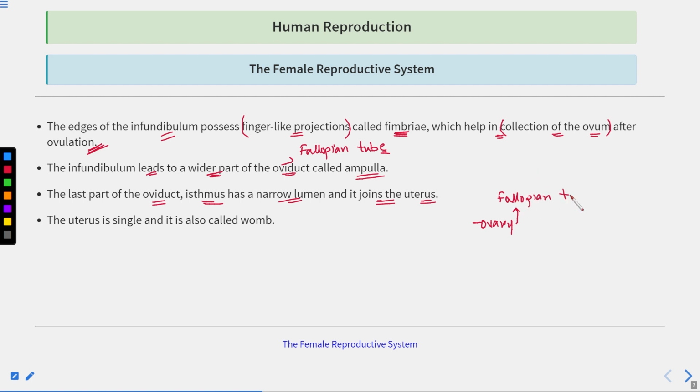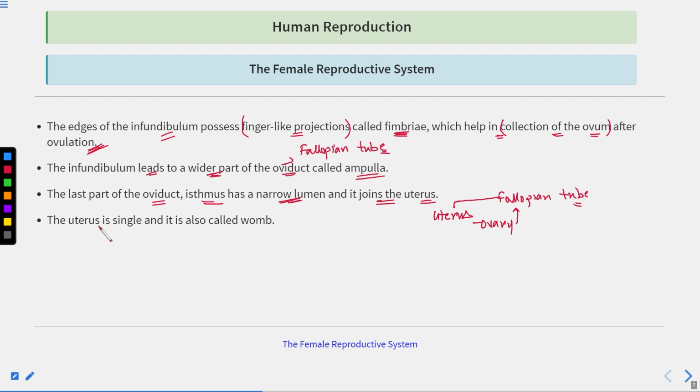Then this fallopian tube is connected to the uterus. There are three different parts of the fallopian tube: infundibulum, ampulla, and isthmus. The isthmus is the region which has a very narrow lumen and it is joined to the uterus.